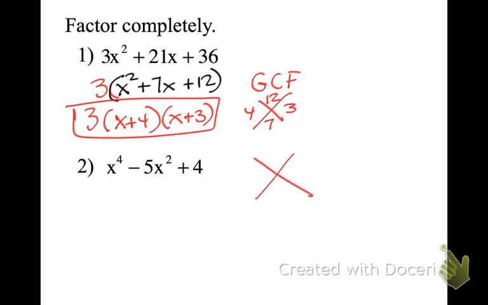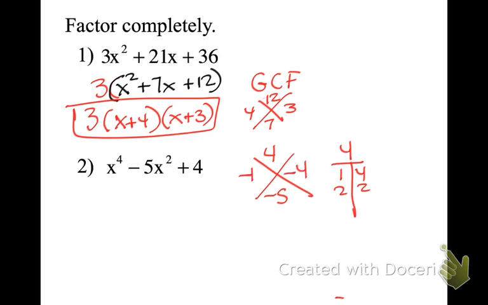Next one. Even though we have a higher degree polynomial, to the 4th power, we're still doing the same thing. The 4 is placed up here, the negative 5 here. What multiplies to 4 but adds to negative 5? What are the factors of 4? Ethan? 1 and 4, 2 and 2. Chris, what works? Negative 1 and negative 4.